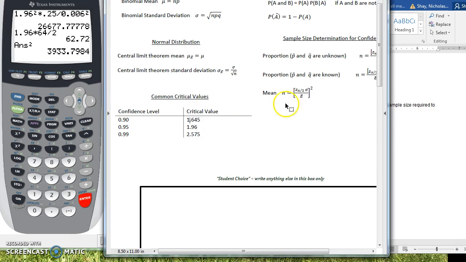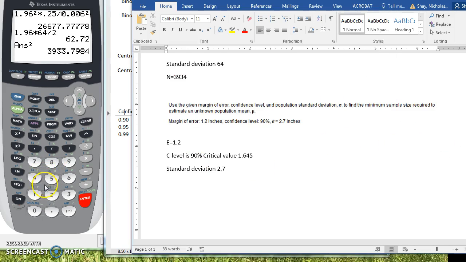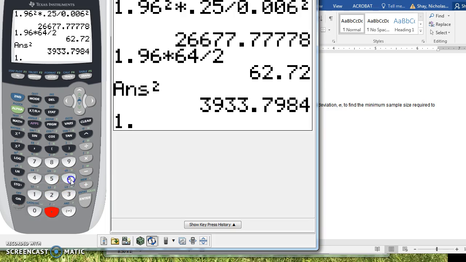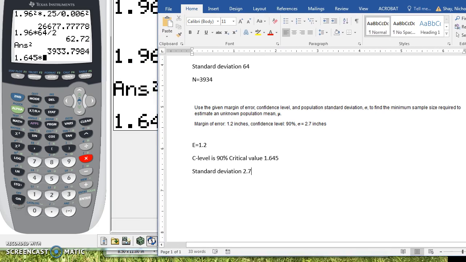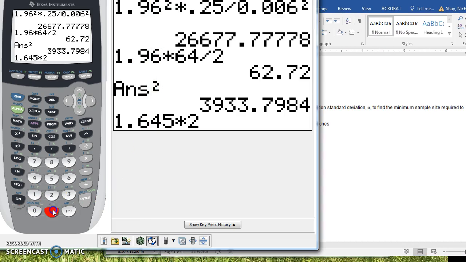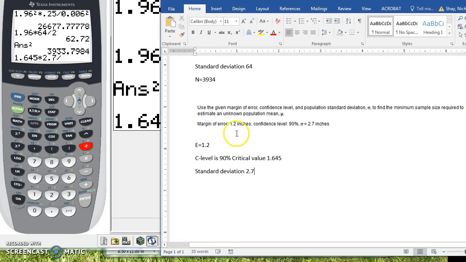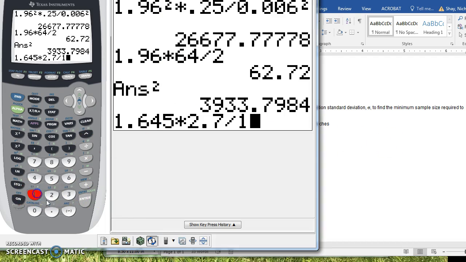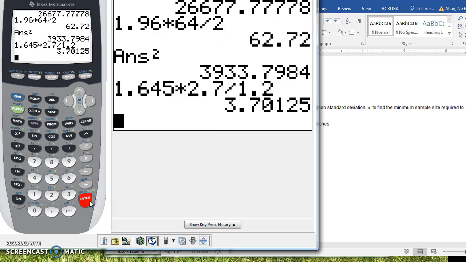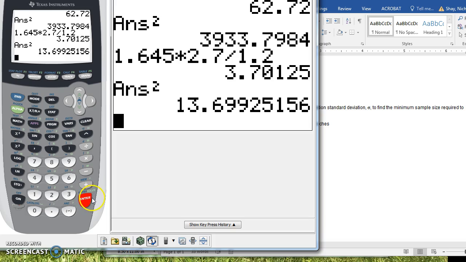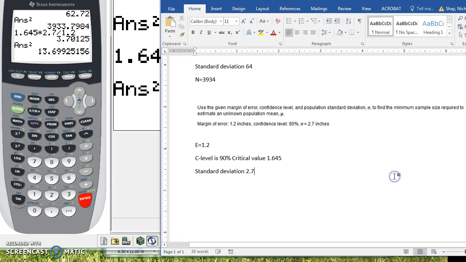Again, one more time: critical value times the standard deviation divided by the error, and then we square it. So the critical value 1.645, times the standard deviation, which was 2.7, divided by our error, which we said was 1.2. And then I'm going to square the answer, and we get 13.699. We're going to round that up to 14. So n is equal to 14.